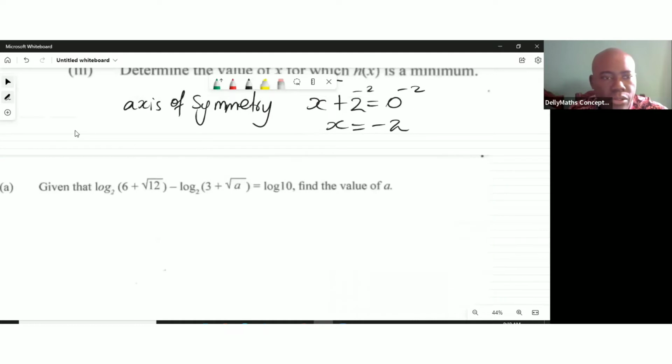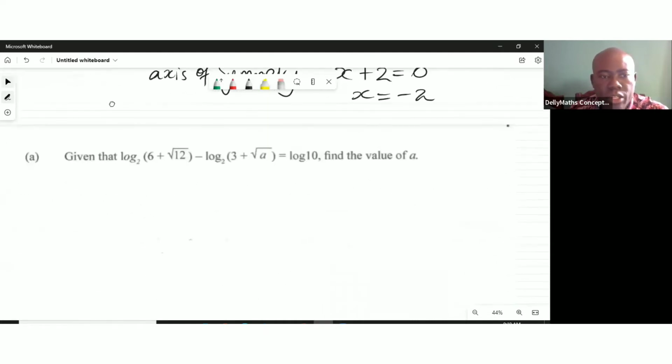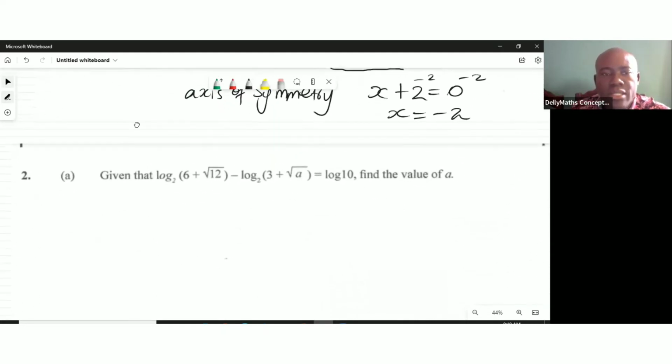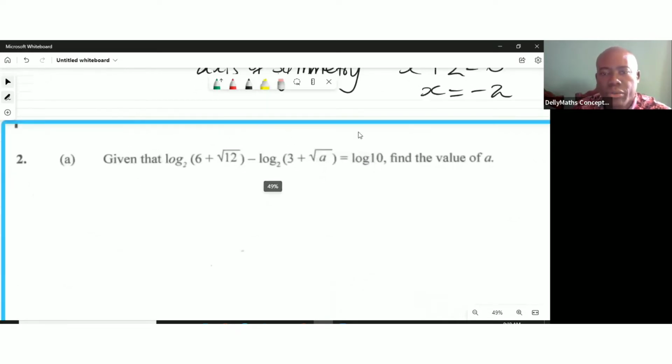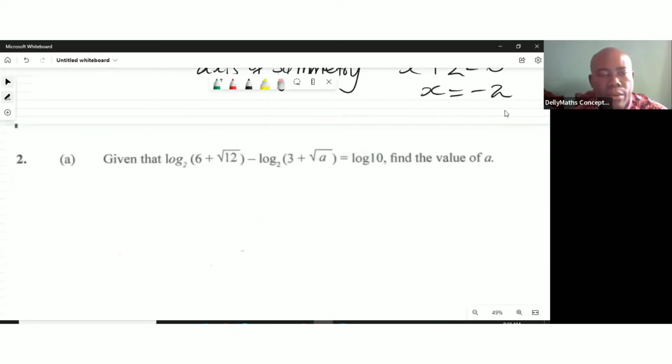All right, so that's question 1 is done. Let's see what question 2 is. Question 2 is a log question. Here it is. So let's go through this. It says, given that log in base 2 of 6 plus the root of 12 minus log in base 2 of 3 plus the root of a is equal to the log of 10. Find the value of a.